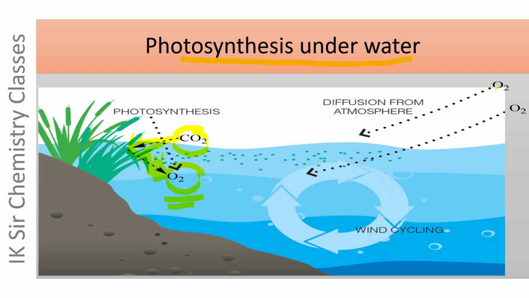At the same time, O2 diffuses from the atmosphere to water and dissolves in it to some extent, and wind cycling carries this dissolved oxygen to the lower portion of the water body, and thus oxygen is present everywhere within a water body, at the top and at the bottom also.